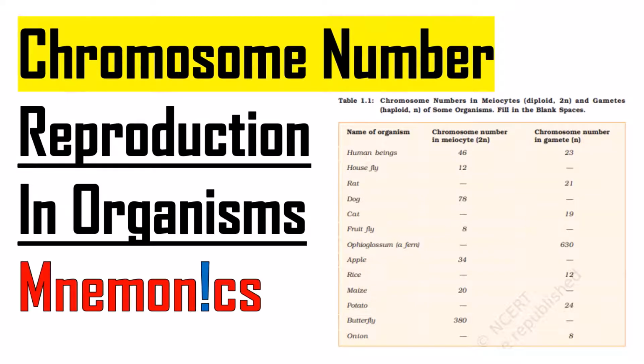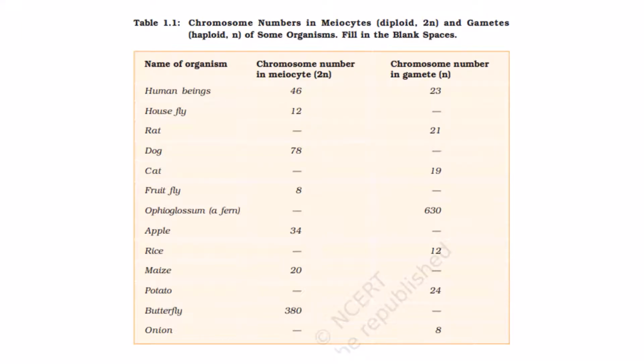In this video, we will be doing mnemonics to remember the chromosome number, which is given in table 1.1 of the chapter Reproduction in Organisms, and this is the first chapter of the class 12 biology textbook. Now this is the table. It is table 1.1, which consists of the name of the organism in the first column.